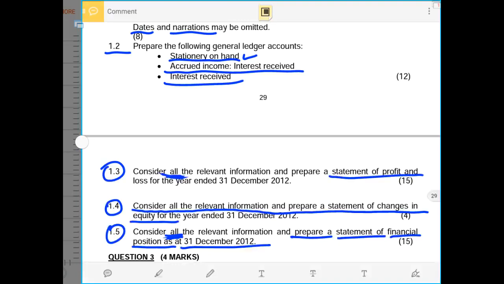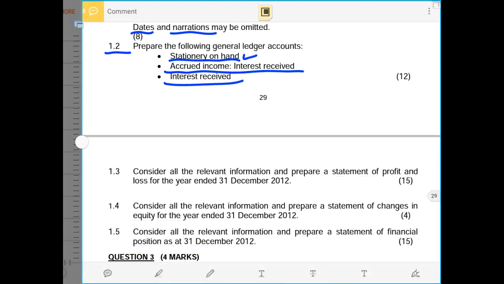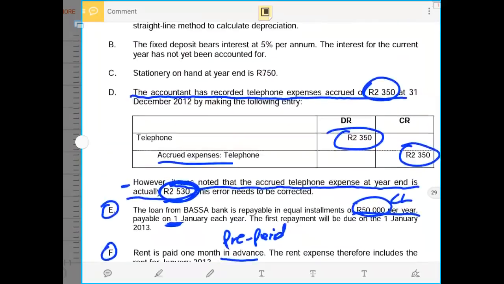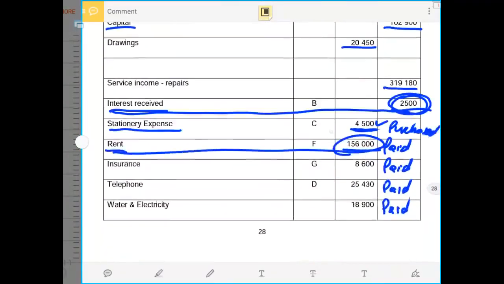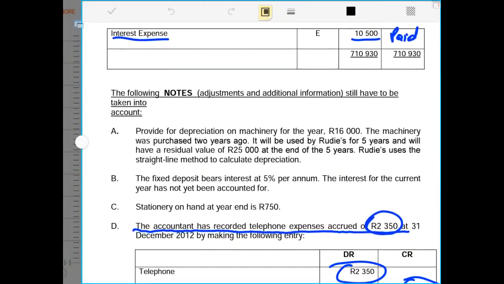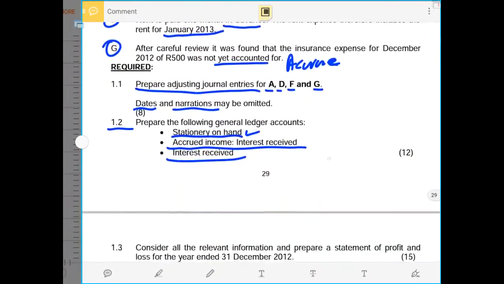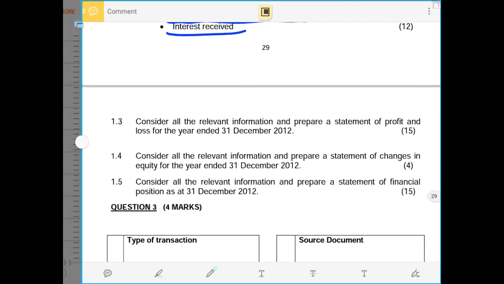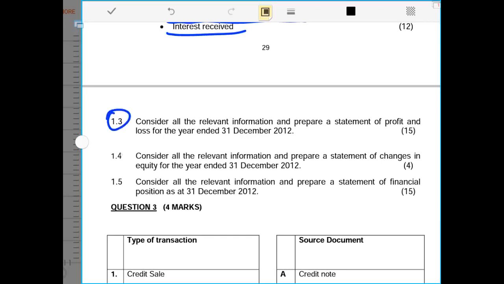So now I always give tips to students in terms of attacking this question. Whenever you are given this question where you are given a trial balance, and after the trial balance they give you the adjustments, of which these are the adjustments or the notes to take into account. And if again you are required to do the 3 statements, which is the income statement, the equity statement, and the statement of financial position, I always recommend that this must be the first question to do, second question to do, and the third question to do.